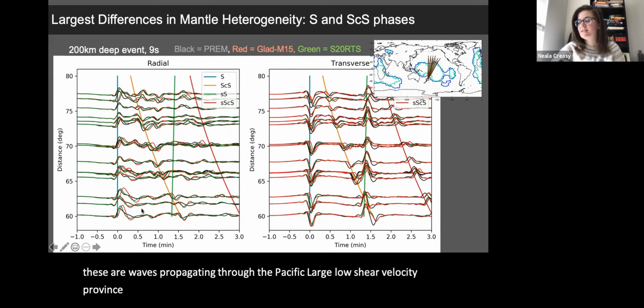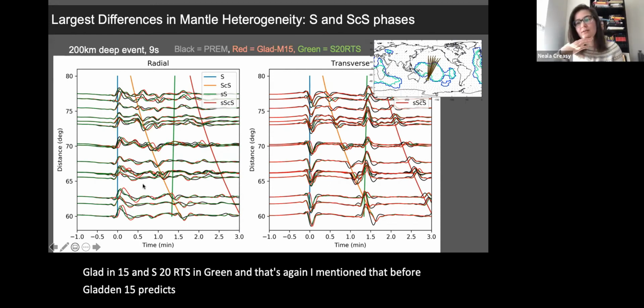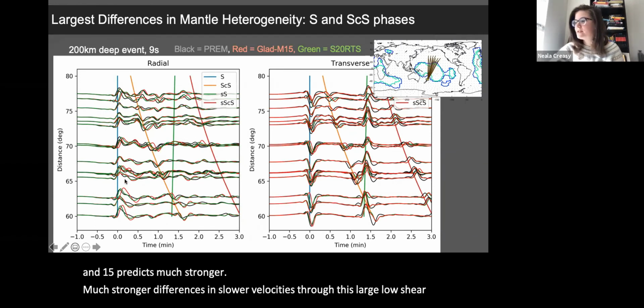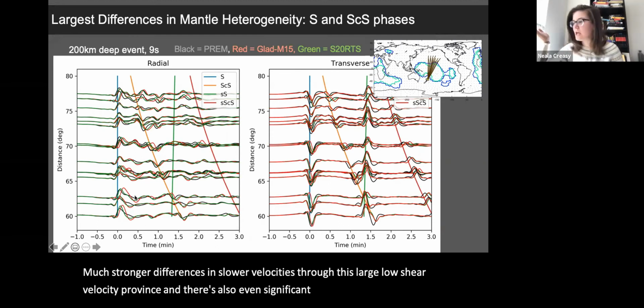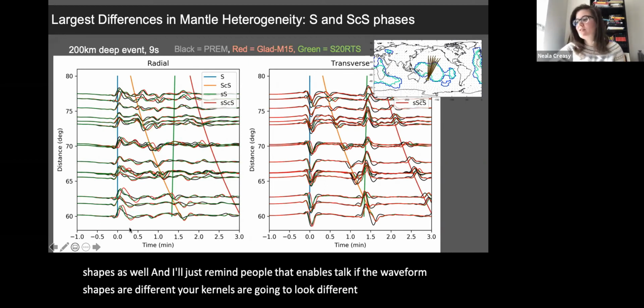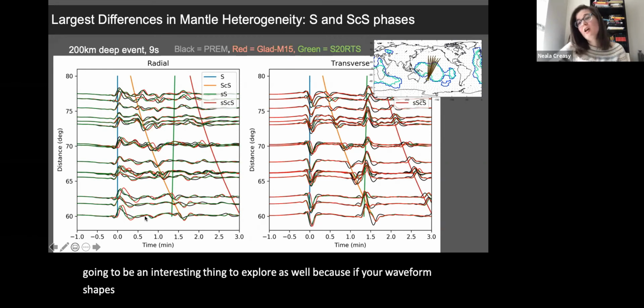And there are significant travel time offsets between GLADM 15 and S20RTS in green. And again, I mentioned that before, GLADM 15 predicts much stronger differences in slower velocities through this large low shear velocity province. And there are also significant differences in their waveform shapes. I'll just remind people that in Ebru's talk, if the waveform shapes are different, your kernels are going to look different too. And so that's going to be an interesting thing to explore. Because if your waveform shapes look very similar, their kernels are going to be pretty similar as well.